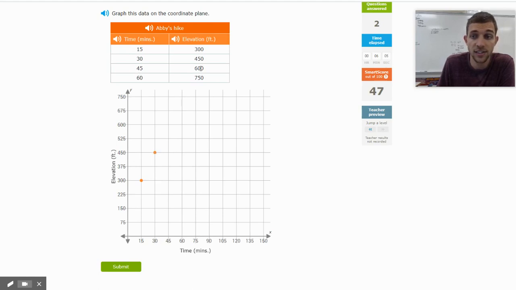Then I have 45 and 600, so I go to 45, and then I go up until I'm in line with 600. Then I have 60 and 750, so I go to 60 on the x-axis, and then I go up to 750 on the y-axis. Notice again that it makes a line, but it does not go through 0, so it is not proportional.